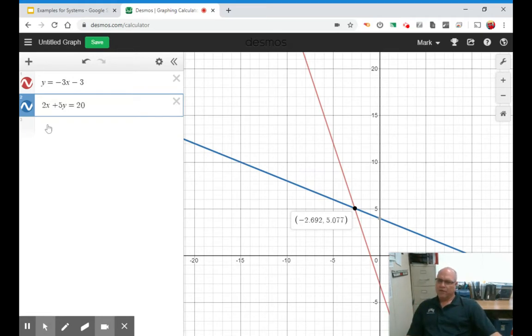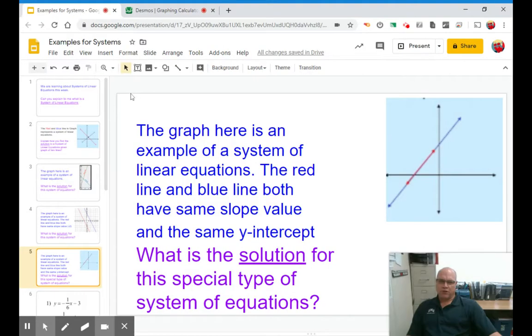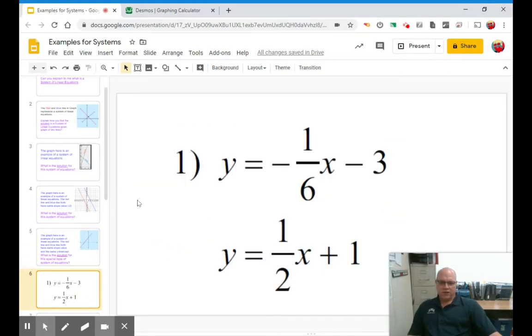All right, so let's look at our first example. I'd like you to do this one. Y equals negative 1/6x minus 3, and y equals 1/2 x plus 1. Go ahead and graph that in Desmos right now and give me the answer.